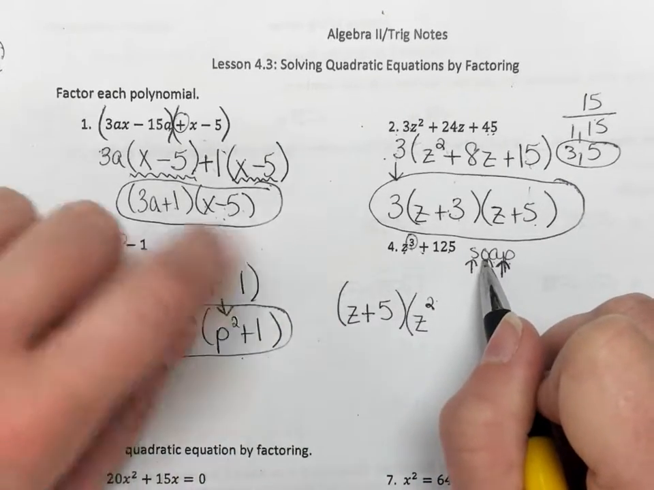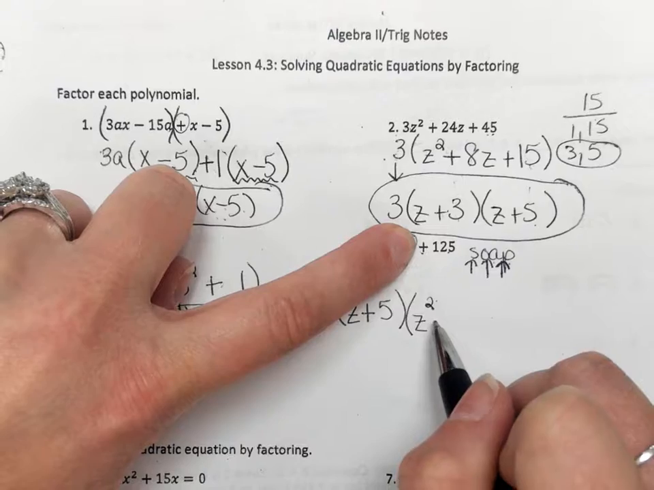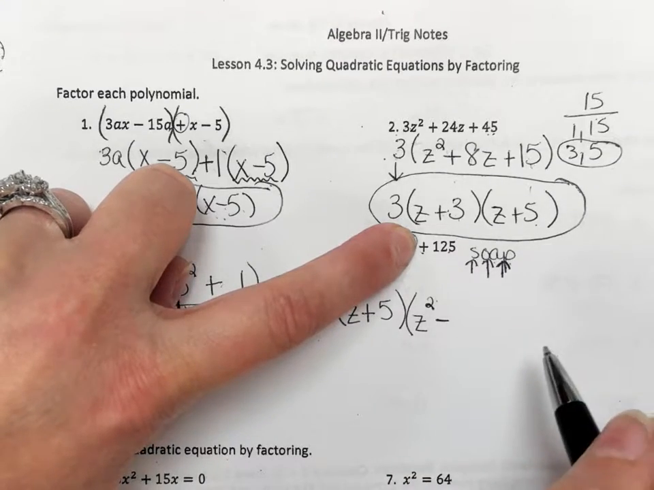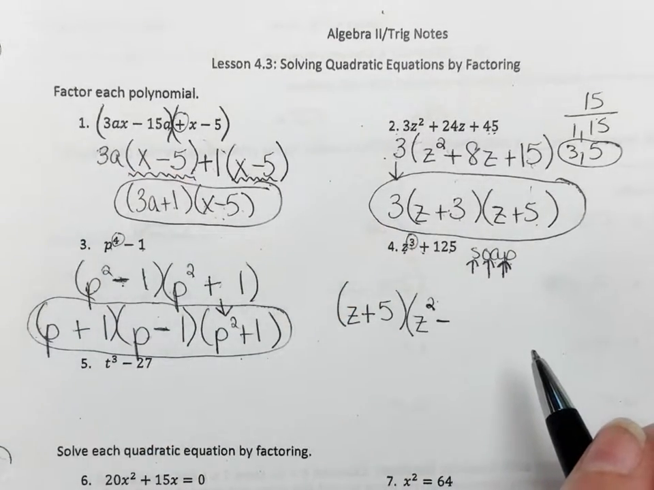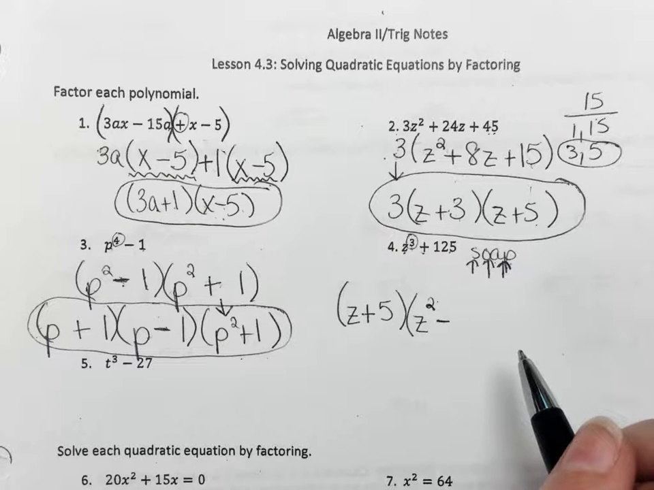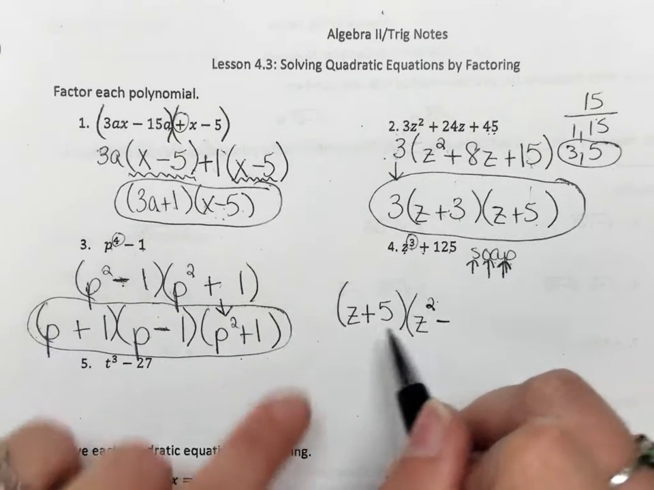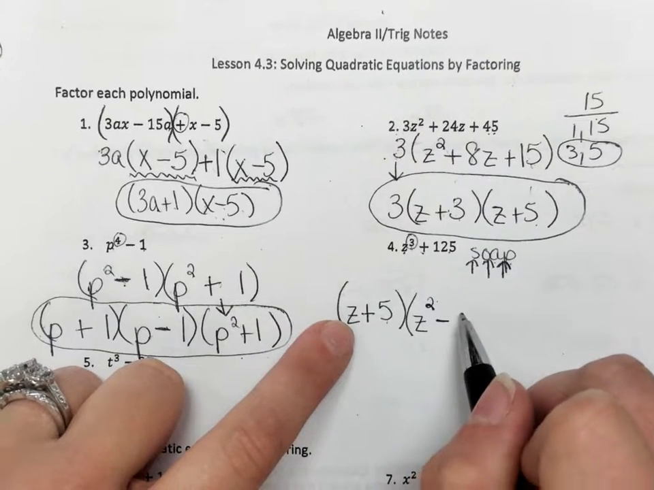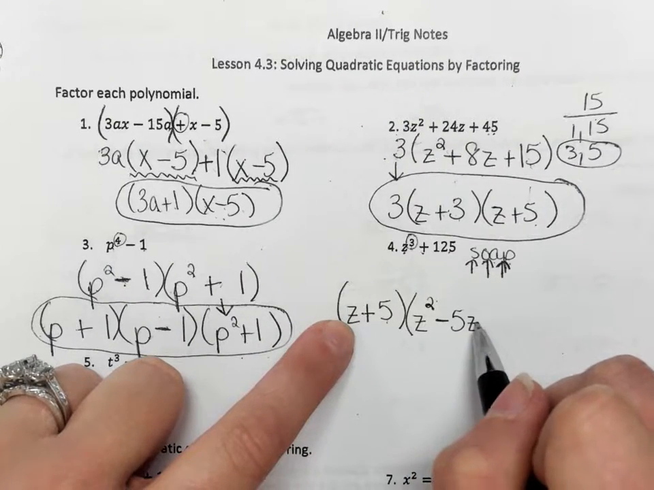O stood for opposite sign. What's the opposite of a plus? A negative. There you go. Blake, you with me? Yes. All right, then you multiply these two. 5 times Z is just 5Z.